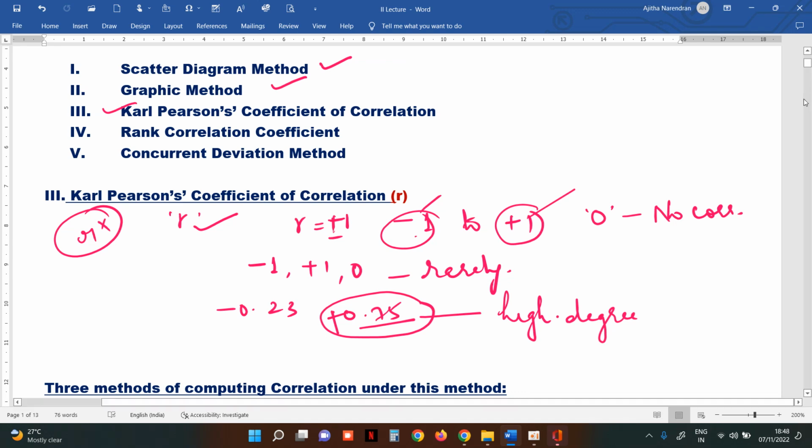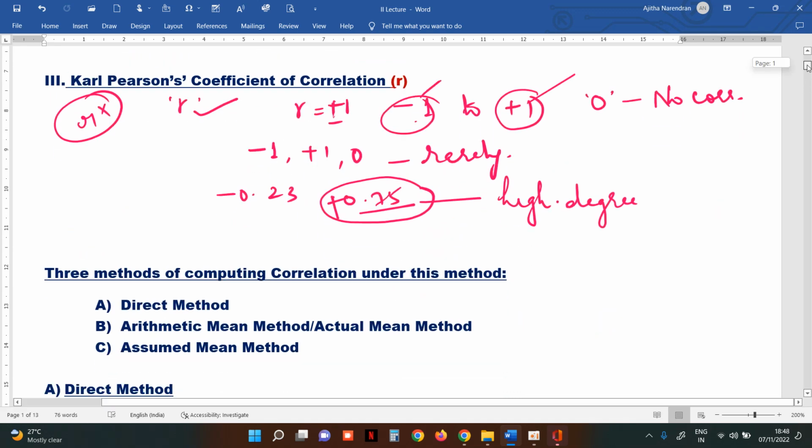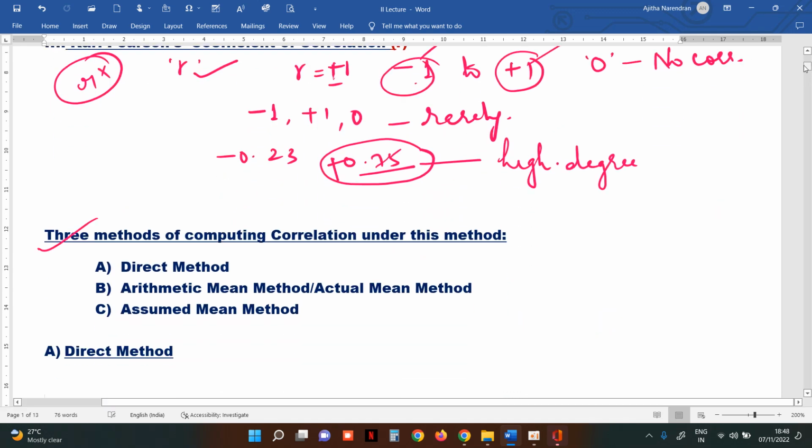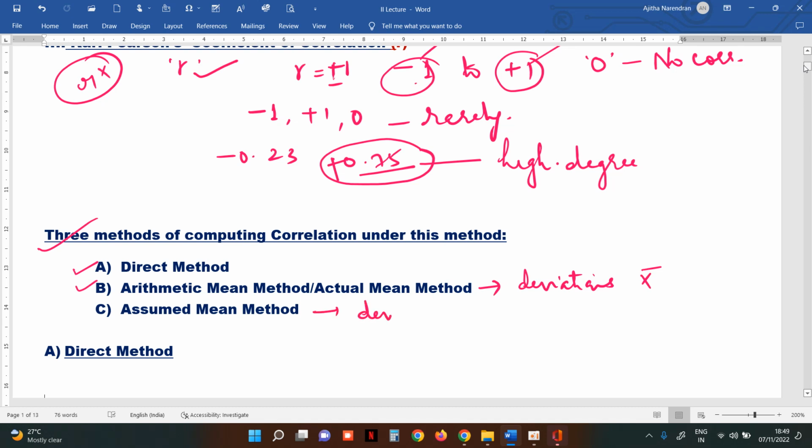There are three different methods of computing correlation. First one is direct method. Second one is actual mean or arithmetic mean method, which means the deviations are taken from the arithmetic mean. Third, the deviations are taken from the assumed mean, that is known as A. So here you will be having two different variables, namely x and y. You have to compute for x, you have to compute for y.